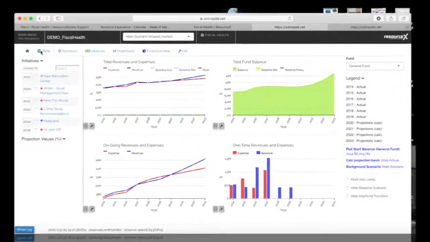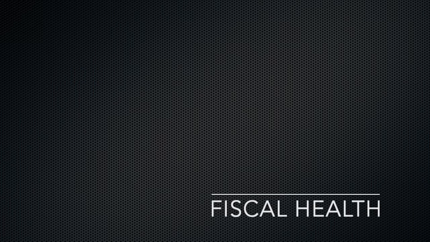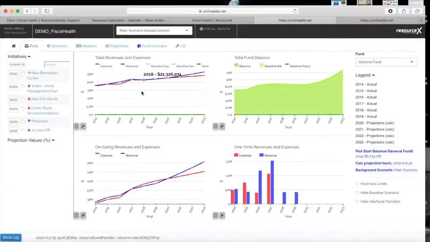This is our financial forecasting and scenario planning tool. We call it Fiscal Health. The main dashboard includes four main charts.